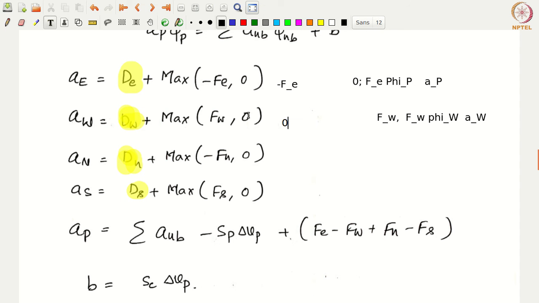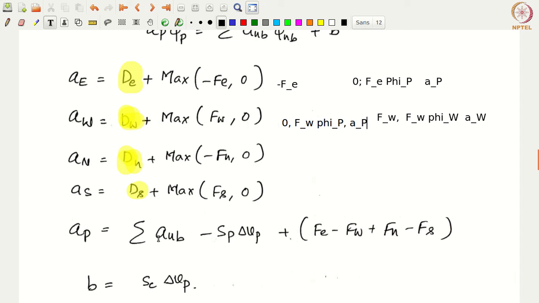Fw is negative, so max of Fw comma 0 will return 0, right? That means there is no contribution to Aw, because if Fw is negative, then what will be the total value? Fw Vp, right? That means there is a contribution going to AP, isn't it? Okay, so that means A west will have no contribution.